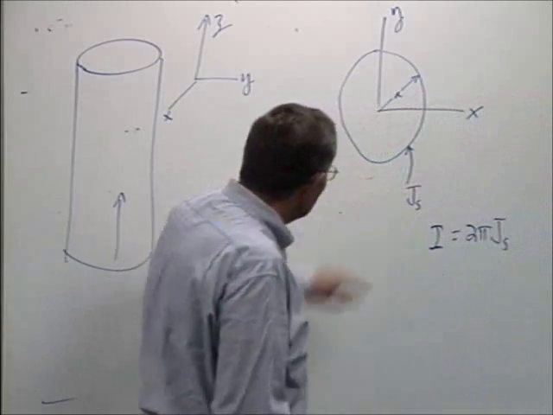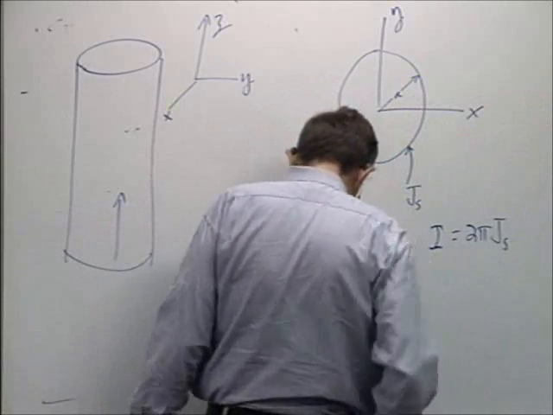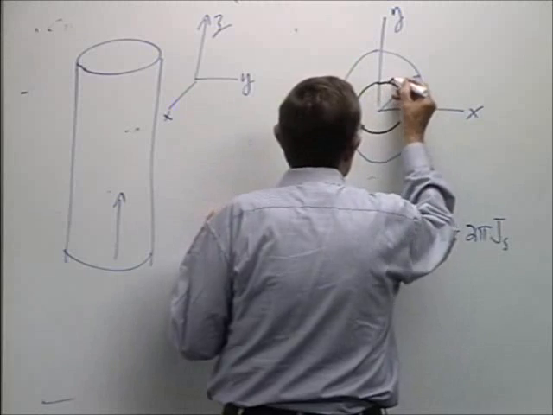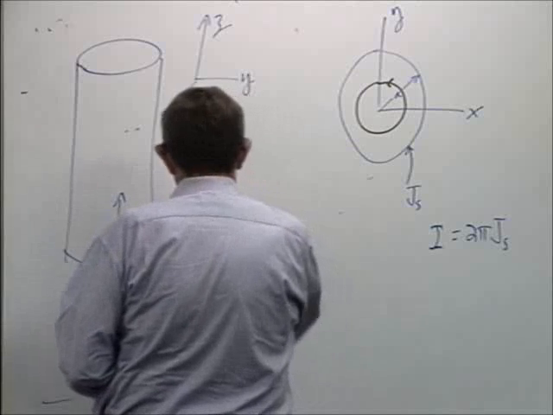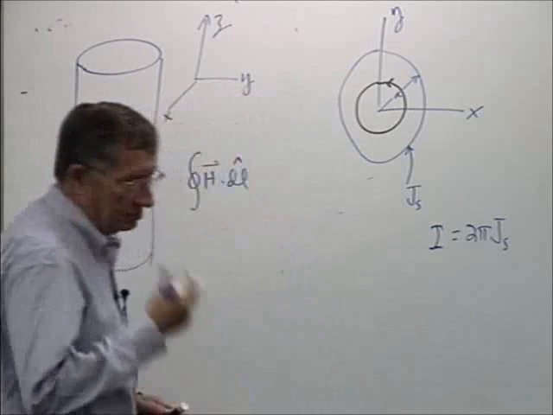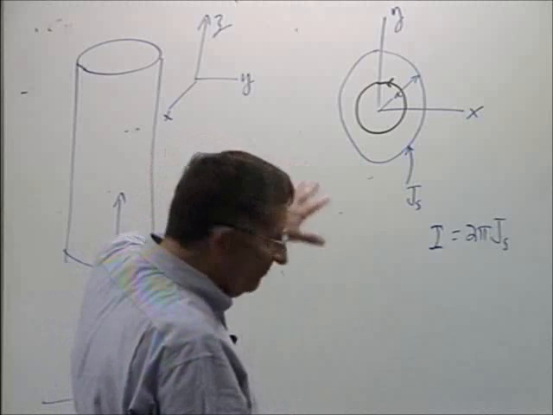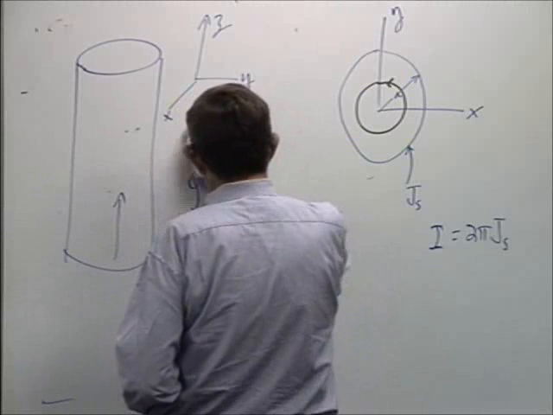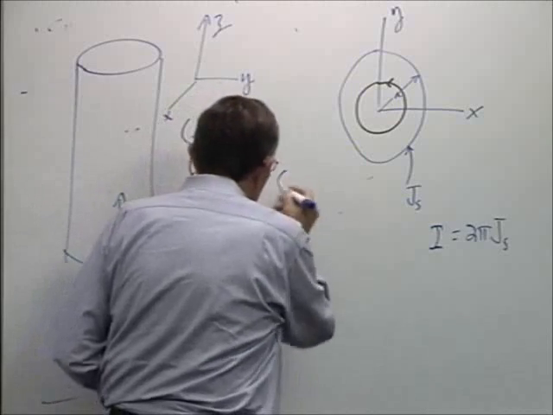So you have JS specified, and you want to do the integration loop. Let's say we do our integration loop inside, right here. And we know that the integral of H dot dl is the enclosed current. What current do I enclose? I did it inside for r less than a. For r less than a, H dot dl is 0 because there's no enclosed current.